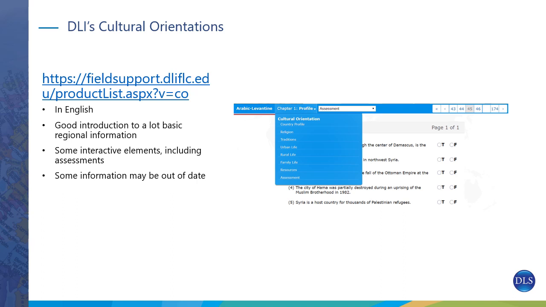Here you can see, for example, a list of the topics that are contained within this chapter, the first profile chapter, and it talks about the country profile, the religion, traditions, urban life, rural life, family life, etc. And you notice there's also an assessment, so there's an assessment element at the end of each chapter.